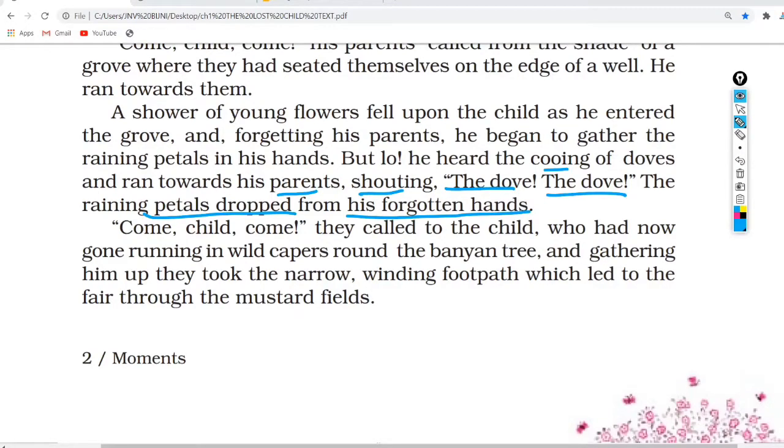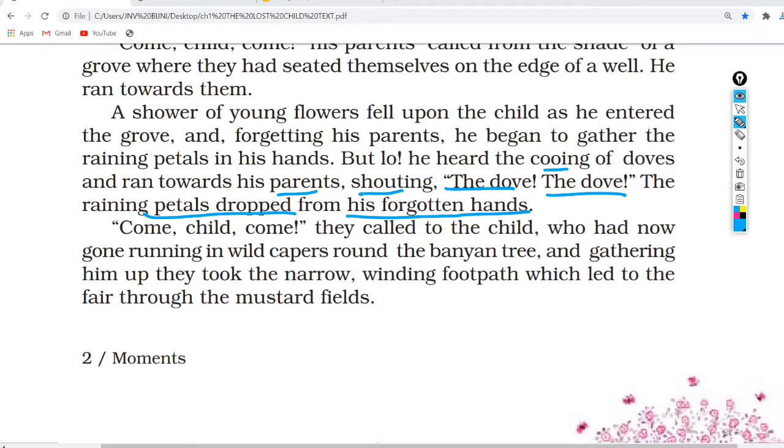So in this part also you will see, just like the beginning paragraph of this lesson, that the child was extremely happy while he was going to the village fair. He was in the midst of nature. He could see many of the elements of nature, and then he was extremely happy. So when he was running or entering the grove at the time, what happened?